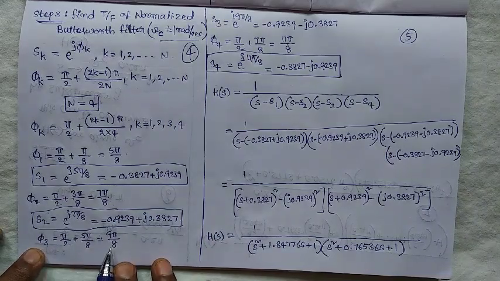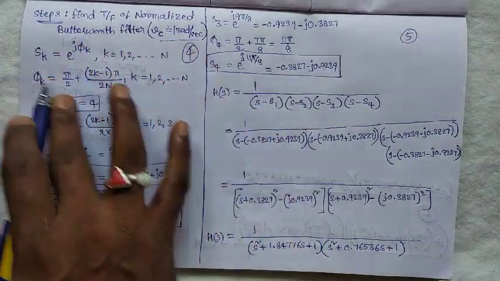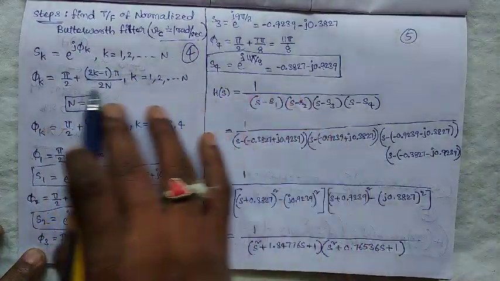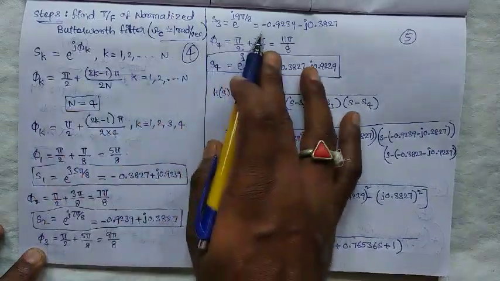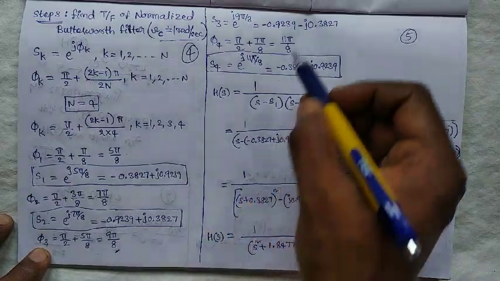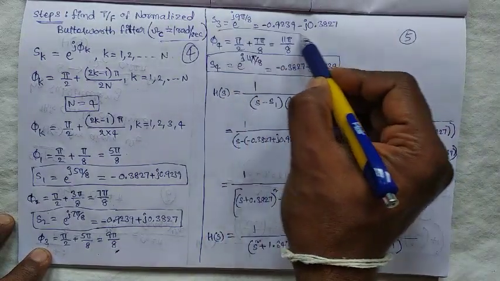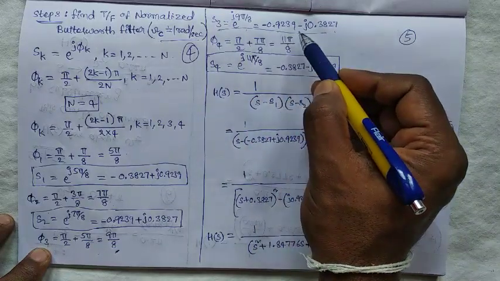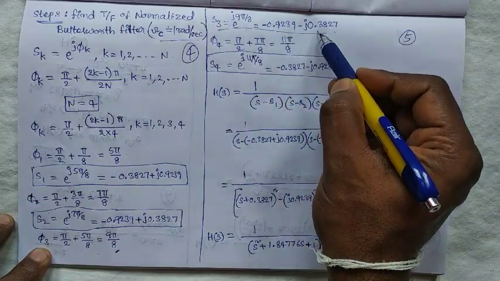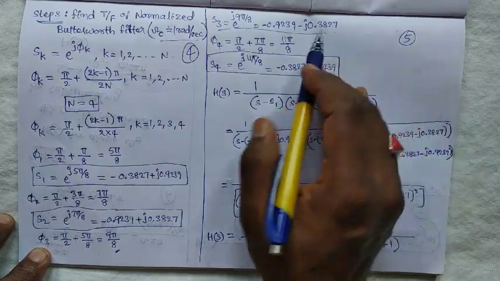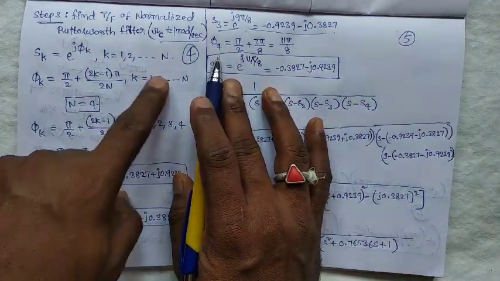Here similarly we are determining the phi 3. Phi 3 is 9 pi by 8. These two formulas we are using. Phi 3 we are determining by using this formula. Similarly S3 we are determining by using this formula. Here phi 3 is equal to 9 pi by 8. S3 is equal to minus e power j 9 pi by 8, minus 0.9239 minus j 0.3827.